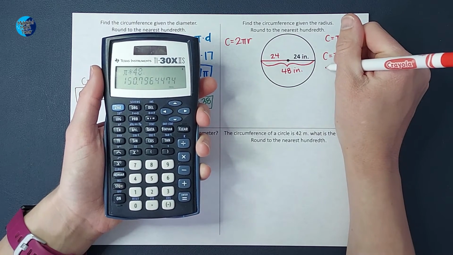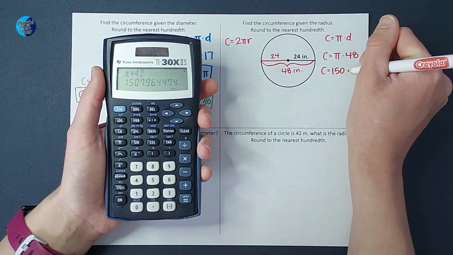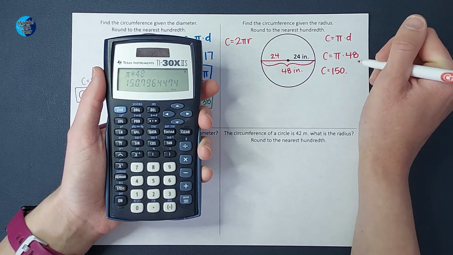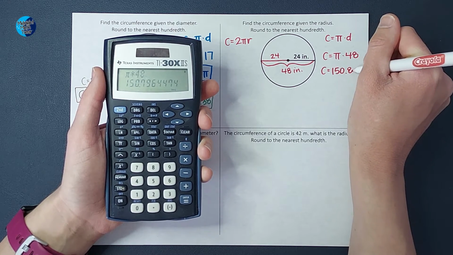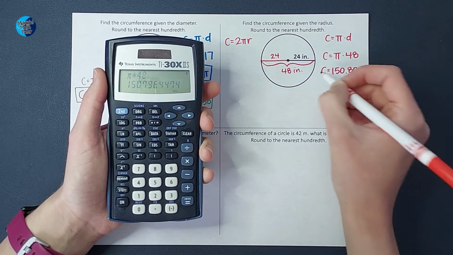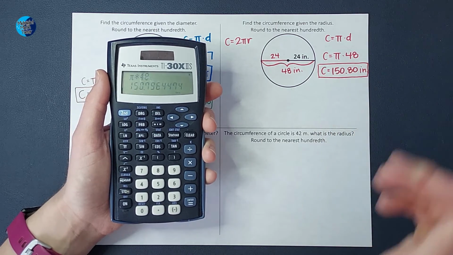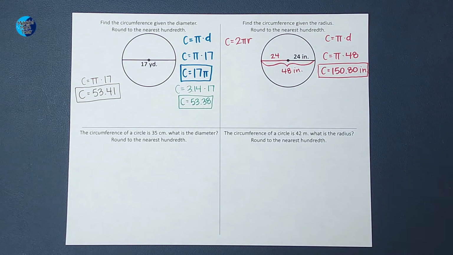And I end up with 150.796. So that's going to round up to 150.80. Oh, inches. I'm going to remember this time. So that is my circumference of that circle.